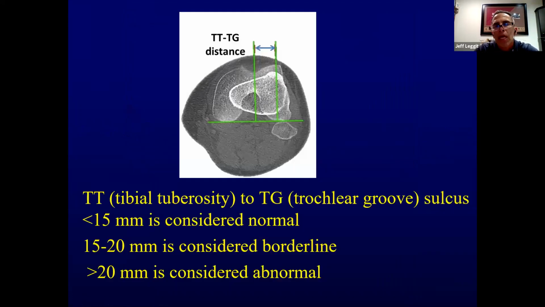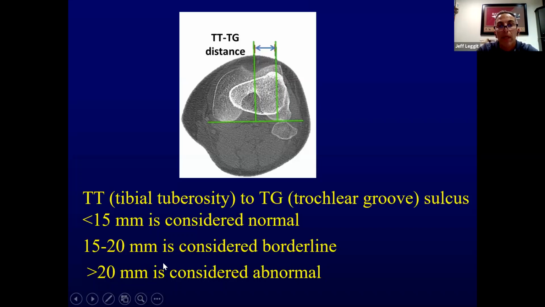The other thing that you may not measure all the time, but I want you to be aware of, is something called the tibial tuberosity to trochlear groove distance. What it is a measurement of: here's the tibial tuberosity, and then here's the trochlear groove, and it's the distance in between here.